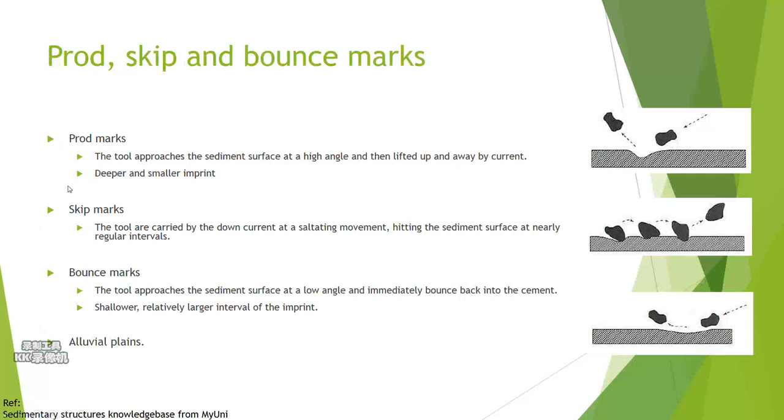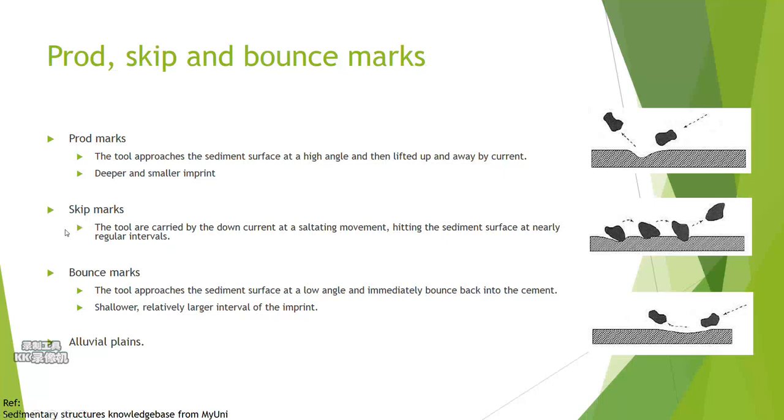Prod, skip, and bounce marks. Prod marks are formed by a tool which approaches the sediment surface at a high angle and is then lifted up and away by the current, and therefore it might have a relatively deeper and smaller imprint.